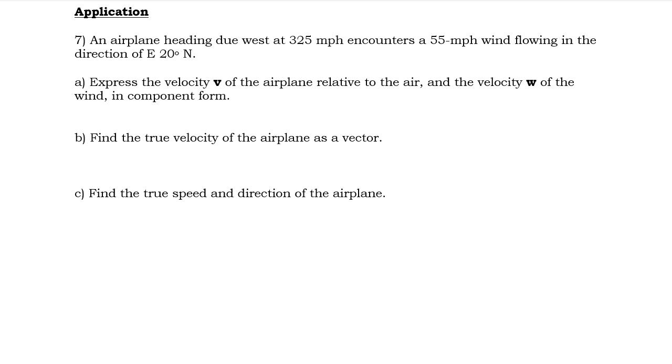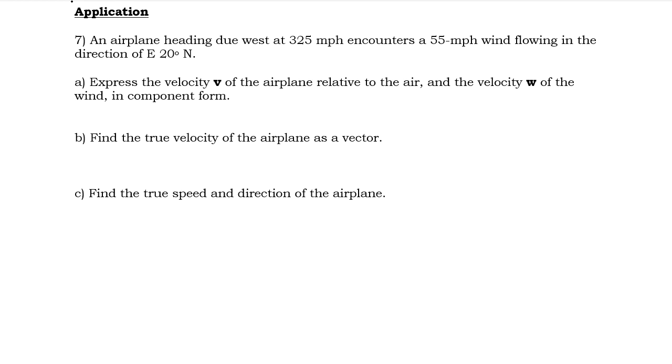So we have an airplane heading due west at 325 miles per hour. This is a vector. This vector has direction and it has length, and the length in this vector is going to be equivalent to the speed. Like we looked at with the wind application the other day, the magnitude doesn't have to be a distance.